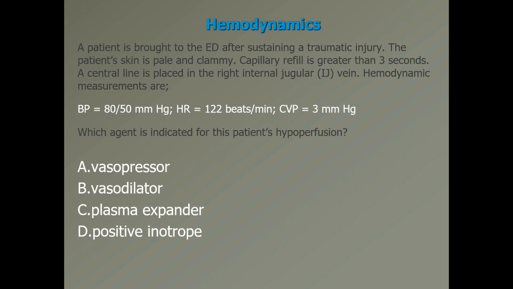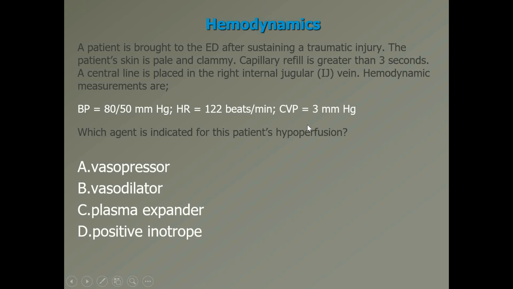We've got a patient that's brought to the ED after sustaining a traumatic injury. The patient's skin is pale and clammy. Cap refill is greater than 3 seconds. So there's your descriptors for signs and symptoms of poor perfusion, which ring, ring, ring, ring, ring should signal to you that this patient is having a shock state, a poor perfusion state. And then we've got the measurements that are present, which will actually tell us what the problem is.